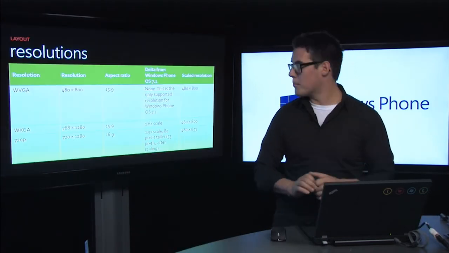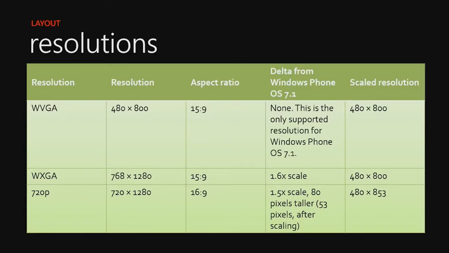Next, here is the breakdown of the resolutions and how we handle it from Windows Phone 7.1 in the SDK. So WVGA, which is what we always had, 480 by 800, is a 15 by 9 aspect ratio, and there's basically no scaling that happens. For WXGA, which is 768 by 1280, we basically do a 1.6 scale to accommodate that new size. And for 720p, we basically do a 1.5 scale.